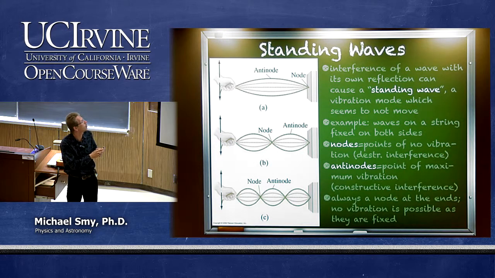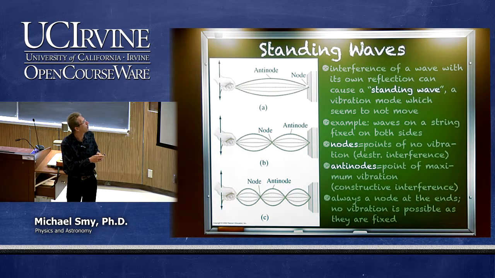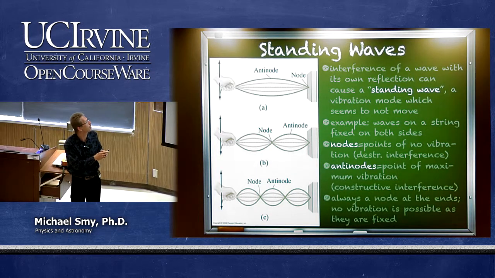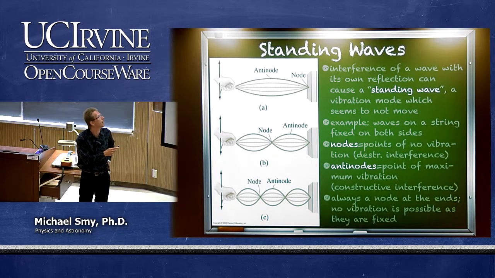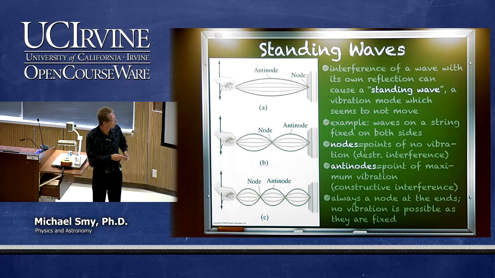So for example, this is the simplest case, the so-called fundamental mode. We have a node only on the two ends that are fixed and a maximum vibration in the middle of it. So the next highest mode has two of those antinodes with maximum vibration and three nodes altogether, one at each end and one in the middle. And then finally the next one has four nodes and three antinodes, and so on and so on.